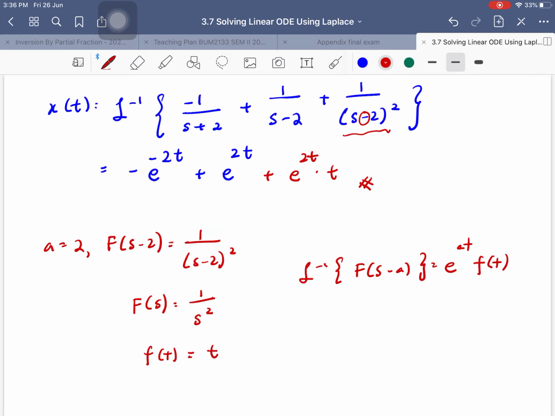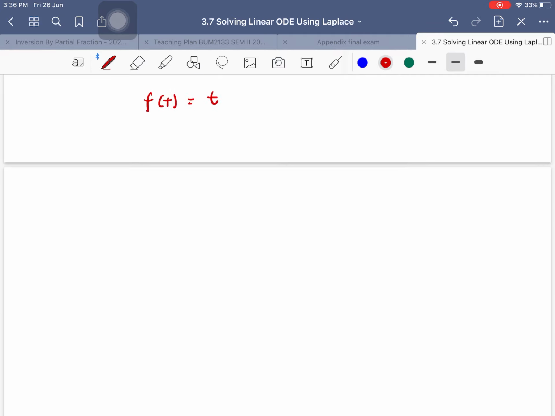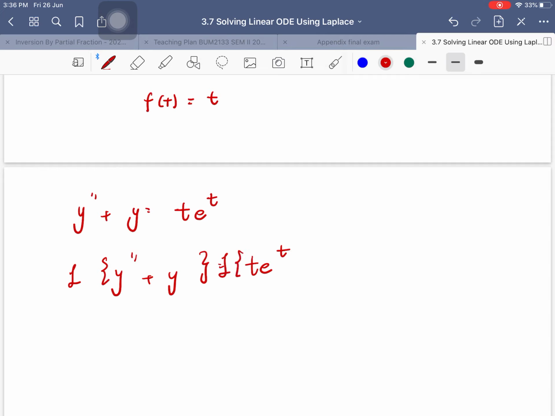As long as you know how to do Laplace and how to do Laplace inverse, that should be no problem. But usually the constraint for students is that they don't know what method to use. For example, you could come across something like y double prime plus y equals t exponential of t. So when you Laplace transform, it's going to look like this: plus y, and on this side is going to equal t exponential. You have to Laplace transform this as well.